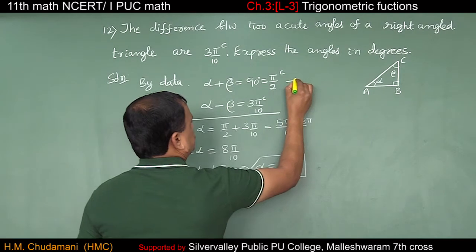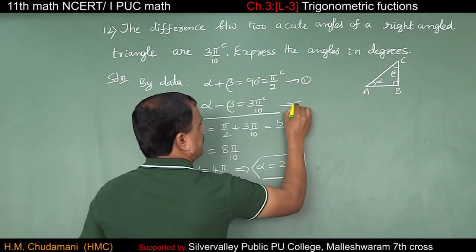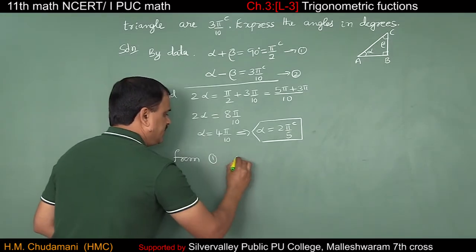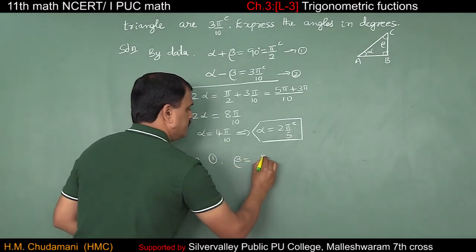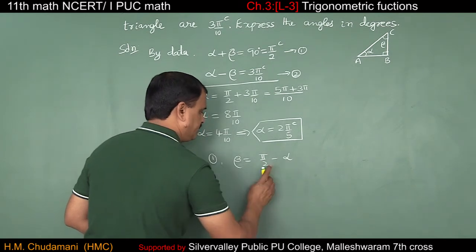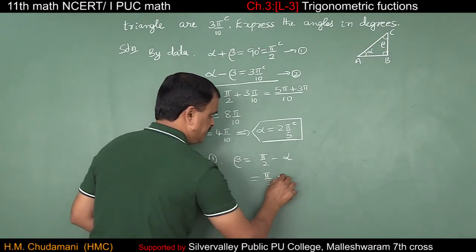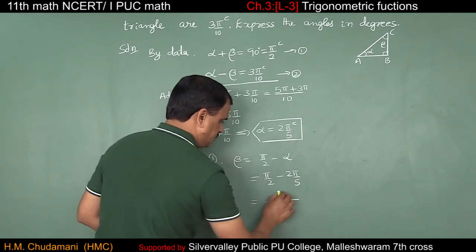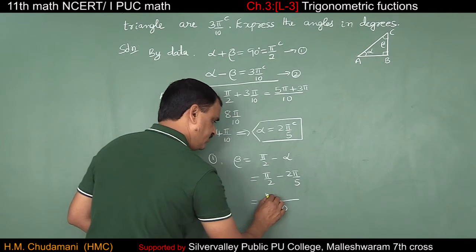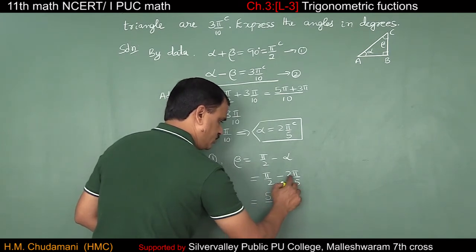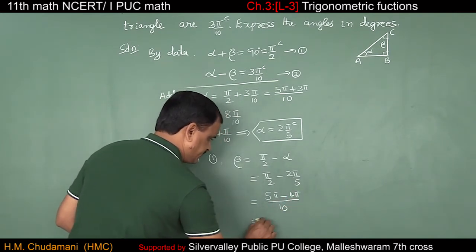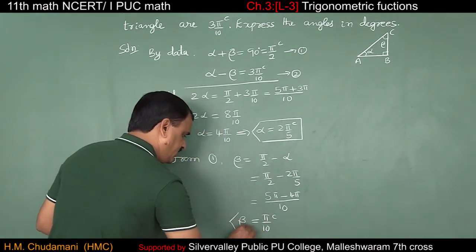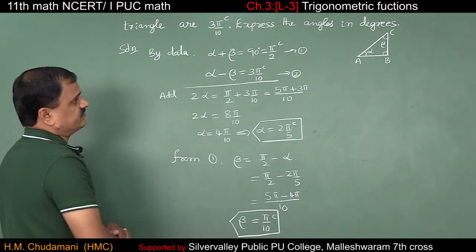So now from the first equation, beta is equal to pi by 2 minus alpha. So pi by 2 minus 2 pi by 5. Between 2 and 5, the LCM is 10. 5 pi minus 4 pi, so this is pi divided by 10 radian. So beta is equal to pi by 10 radians.